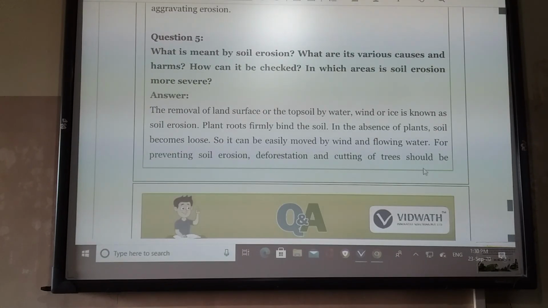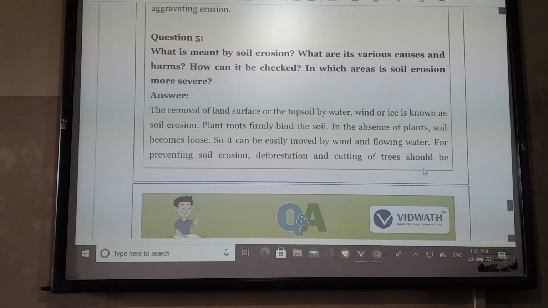Next, fifth question. What is meant by soil erosion? What are its various causes and harms? How can it be checked? In which area of the soil is it more severe? The removal of the land surface or the topsoil by water, wind or ice is known as soil erosion. Plant roots primarily bind the soil. In the absence of plants, the soil becomes loose, so it can be easily moved by the wind and flowing water.